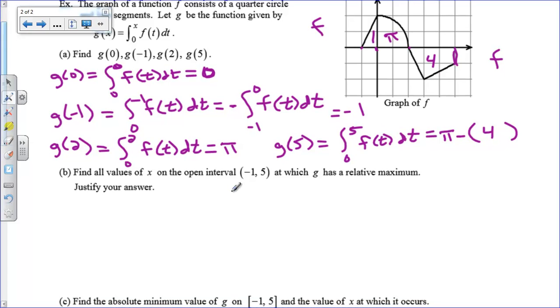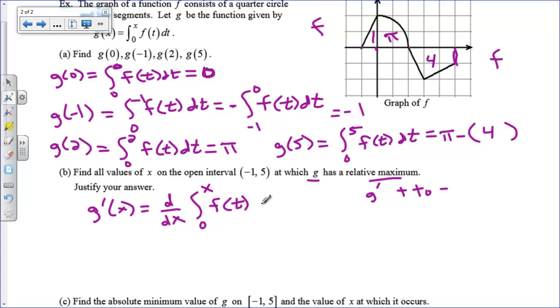Alright, so part B, find all values of x on the open interval at which g has a relative maximum. This means I need g prime to go from positive to negative. I need g's derivative to cross the x-axis. Well, what is g's derivative? G prime of x is going to equal the derivative of the function defined by g, which is right up here. So I need the derivative of the integral from 0 to x of f of t dt.